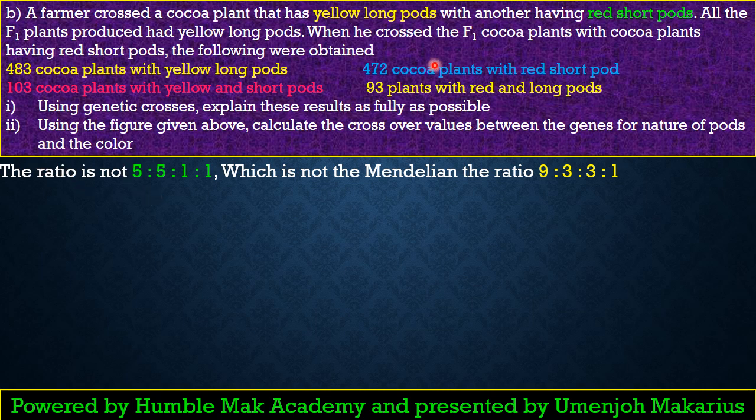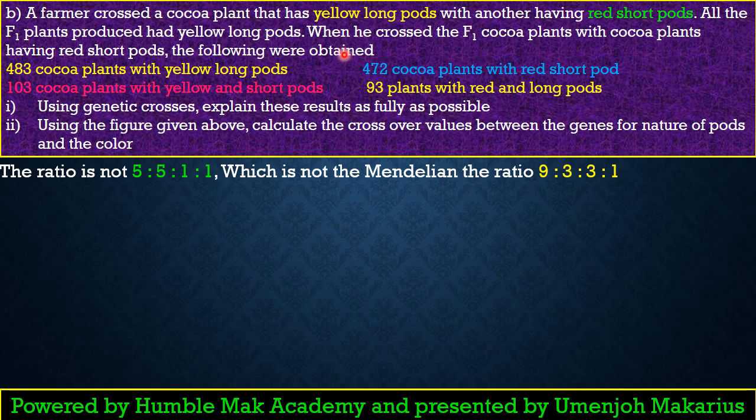Whenever you take the ratio of these numbers and it gives you 9:3:3:1, it means that this is the Mendelian ratio, so there is no linkage. But since our ratio has not given us 9:3:3:1, but has given us 5:5:1:1, it means that this ratio is not the same, so there is linkage. Okay, now let's see if there is crossing over.